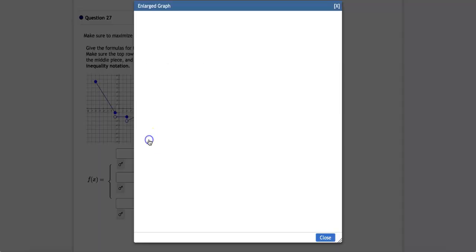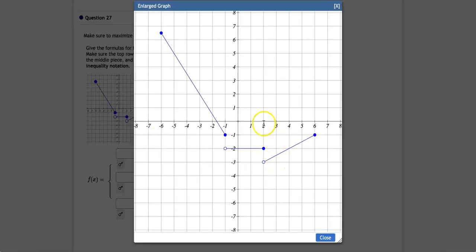And then for the third chunk, I'm going from -2 to +6, and I have an open circle at -2, a closed circle at +6.